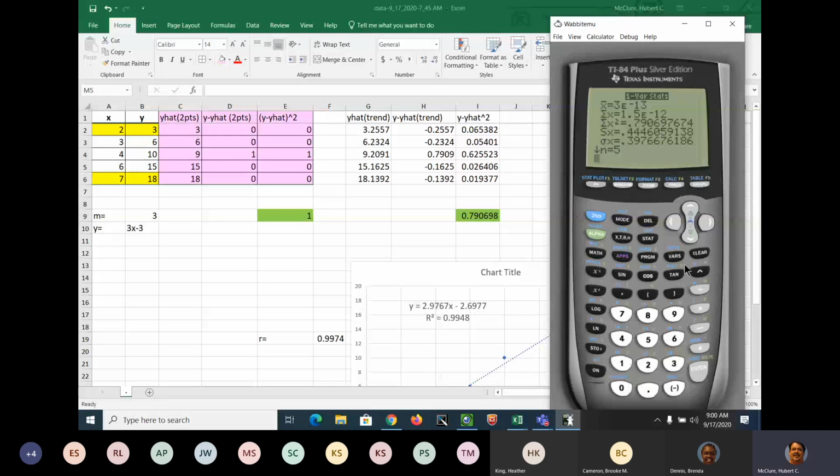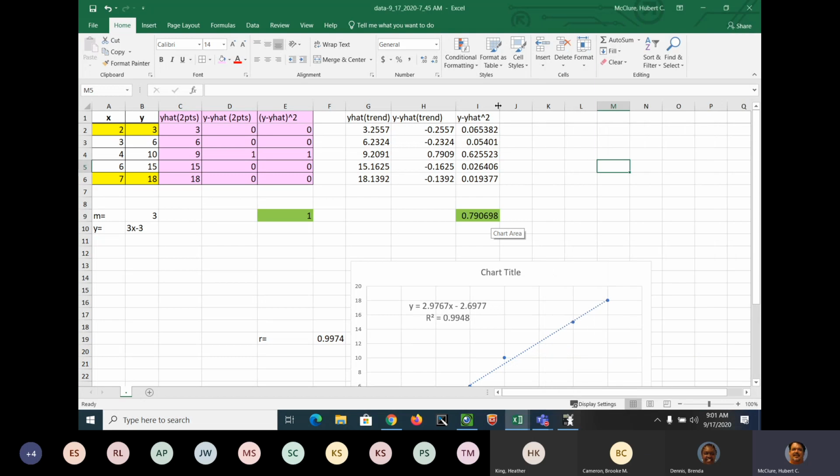I'll go through it again. Stat, calculate, first variable statistic, enter. Second, 3, look right above the 3 and you'll see L3. That's what you're hitting. L3 and calculate, and you're looking at the summation of x squared, which is 0.790697.